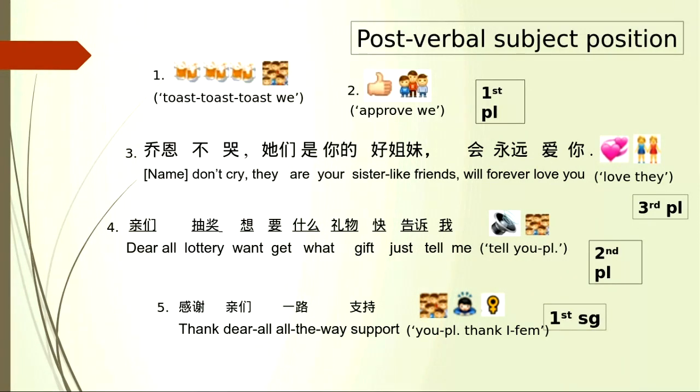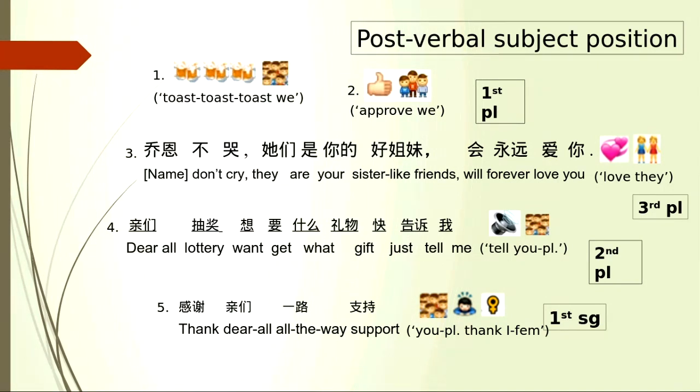Another thing we can see is that the position after the verb, the final position, seems to be specializing for the grammatical subject. So the first two examples show the first person plural. The first is toast, toast, toast. We heartily toast you is what they're saying there. Approve, we approve. Notice there's two different emoji that are used for groups of people. There you have first person plural.